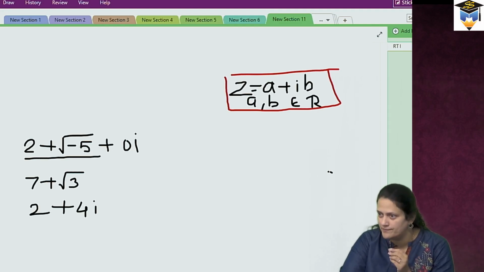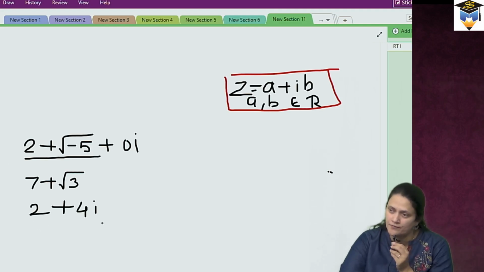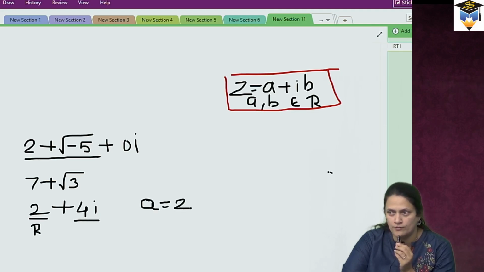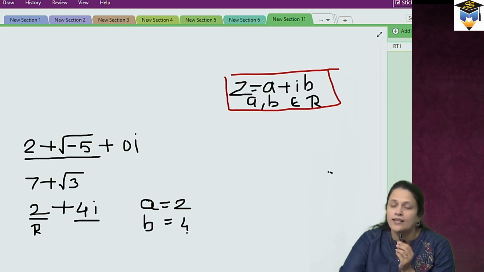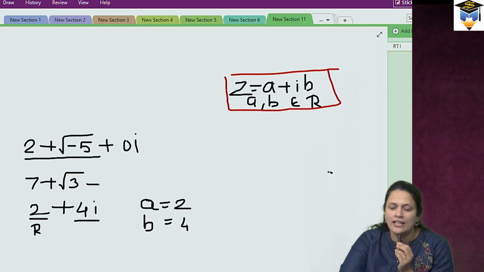Next, what's your name? Gargi. Gargi, tell me, is 2 plus 4i a complex number? So tell me which is the real part? So basically the value of a is going to be 2. The value of b is going to be 4. Correct? Yes, what's your name? Abhinandan. Okay, Abhinandan. Tell me, is this the real part? Then again the imaginary part can be written like this.